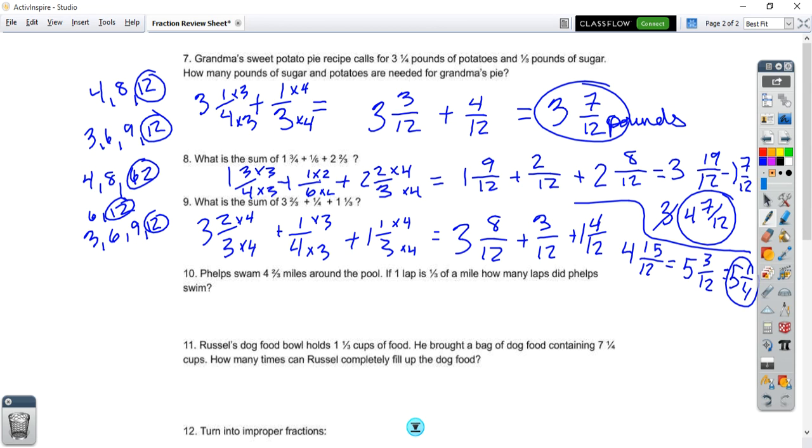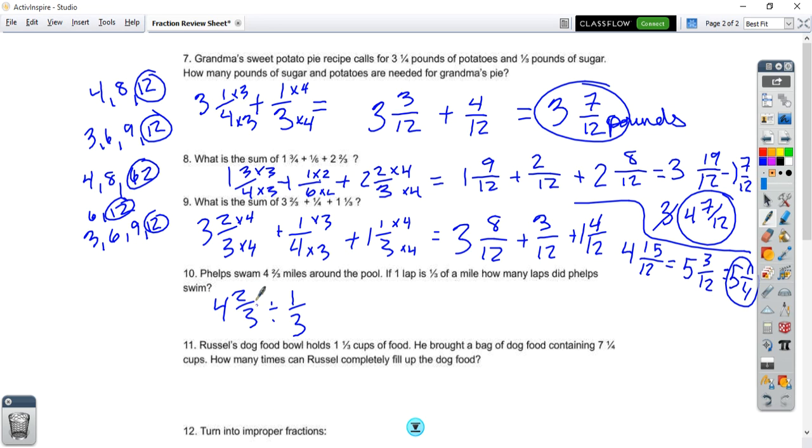Next one, Michael Phelps swam 4 2/3 miles around the pool. If one lap is 1/3 of a mile, how many laps did Phelps swim? So this is his total, and then this is one lap. So we have to divide by the lap length to figure out how many he did. So I have 4 2/3 divided by 1/3. And I see it's common denominators already, so that'll help me out.